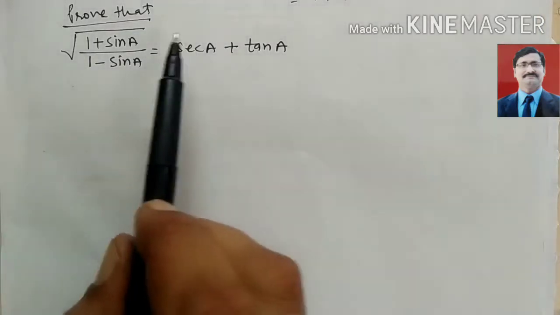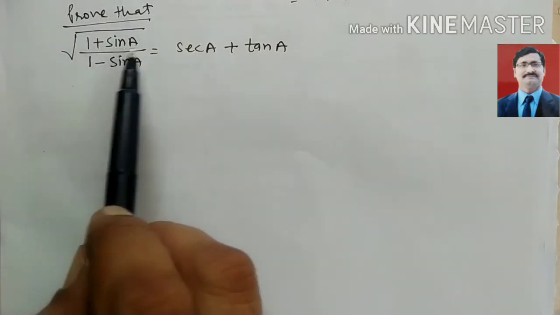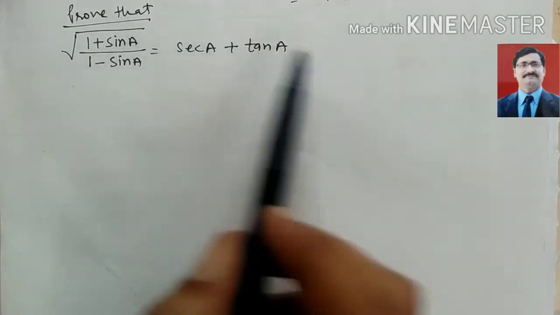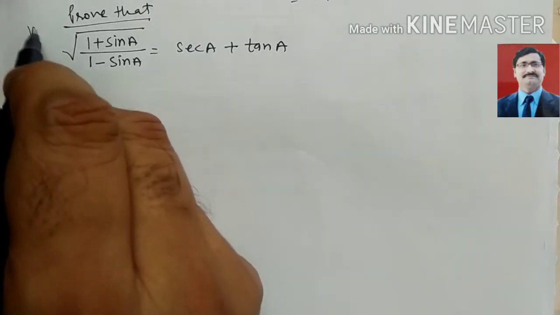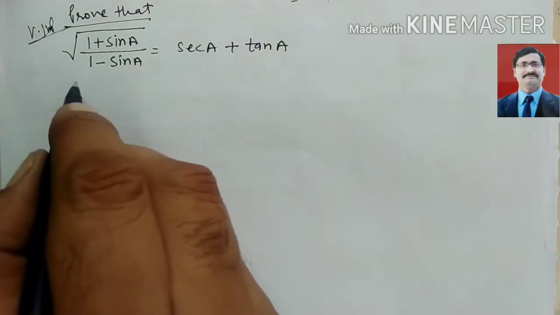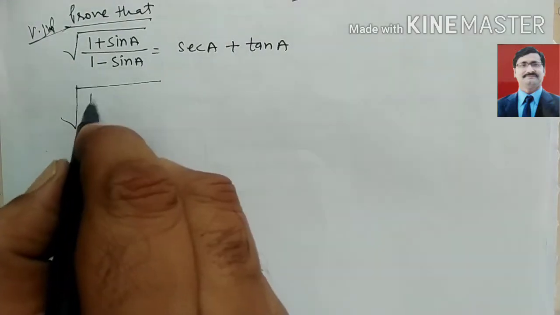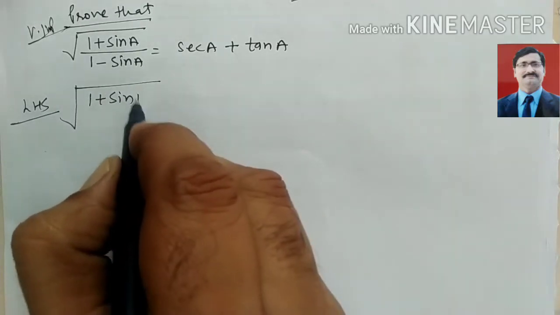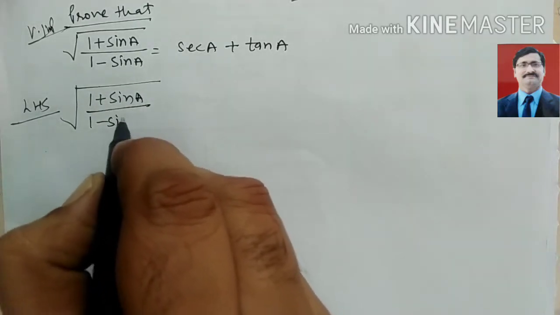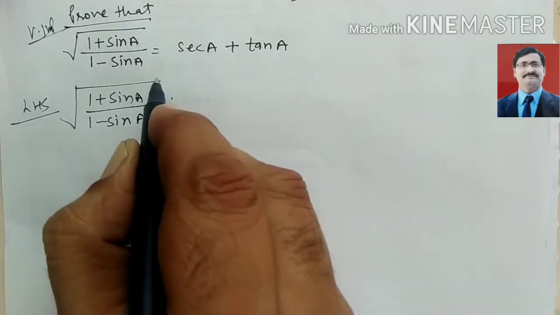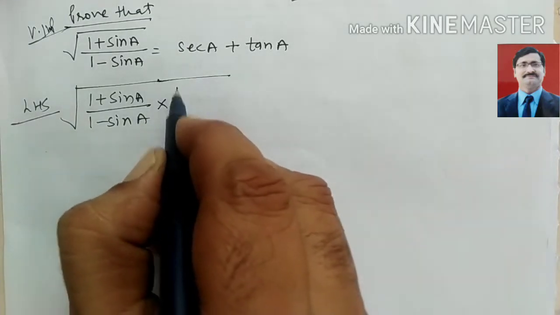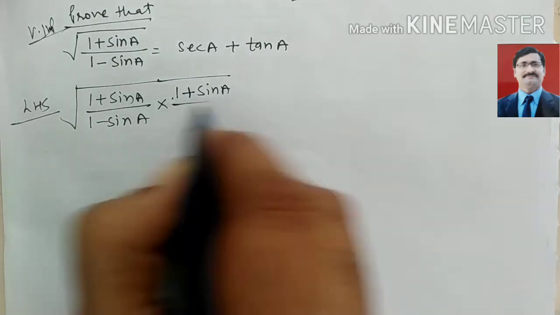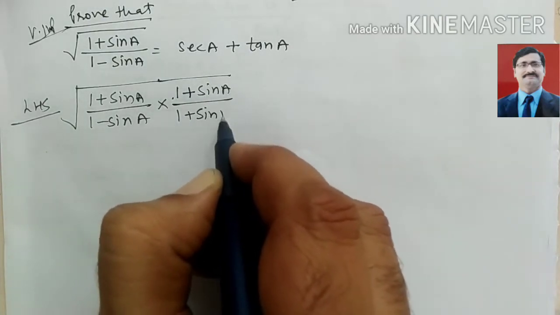Look here, we have to prove that the root of (1 + sin a)/(1 − sin a) is equal to sec a + tan a. Look, this question is very simple and also very important. Okay, so take the left hand side, root of (1 + sin a)/(1 − sin a). In the root you multiply by (1 + sin a)/(1 + sin a).